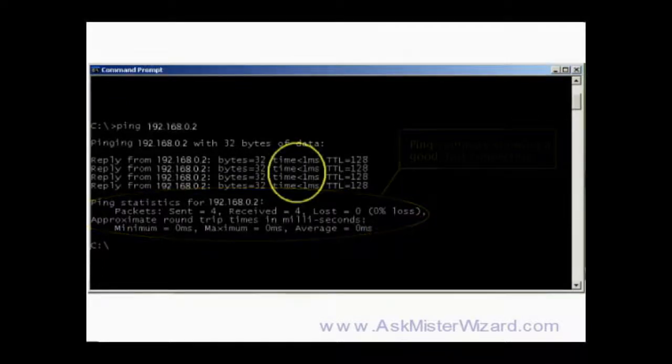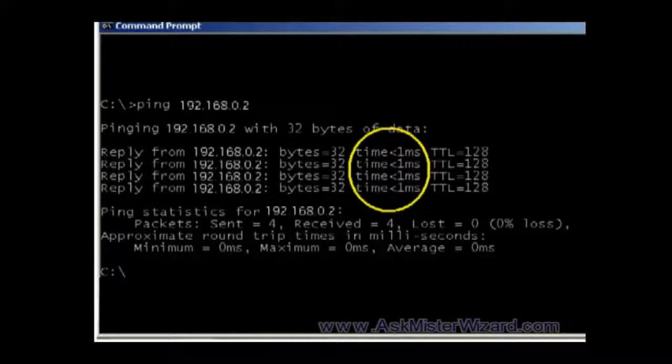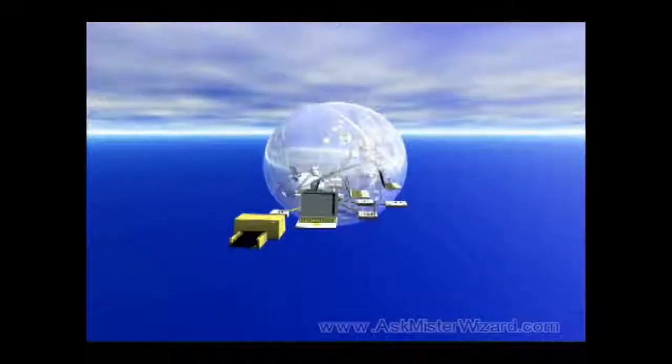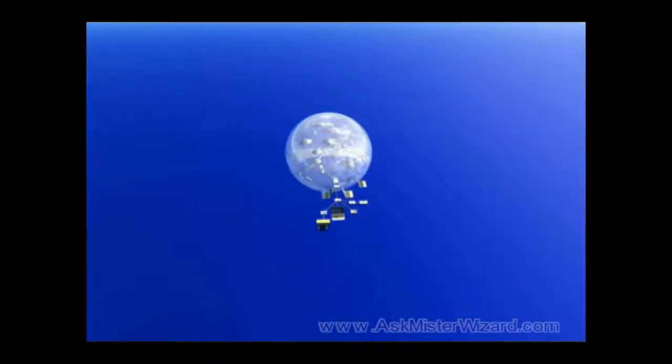When pinging your own local network interface, the time interval, usually expressed in milliseconds, should be very short, as illustrated here. You can interpret that message as confirmation that your own network interface, inside your own computer, is working as expected. Once you have that assurance, it's a good idea to try pinging a nearby computer on your own network.